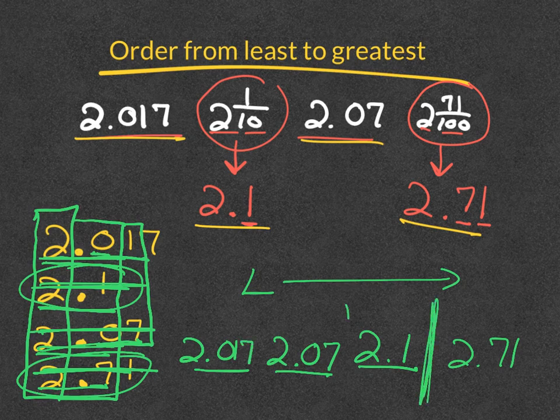Sometimes I like to space it out or write these spacers instead of commas so we don't mix everything up. So that's how you compare mixed numbers and decimals. You have to turn all the mixed numbers to decimals, line it up like buttons on a shirt, and then compare it column by column.